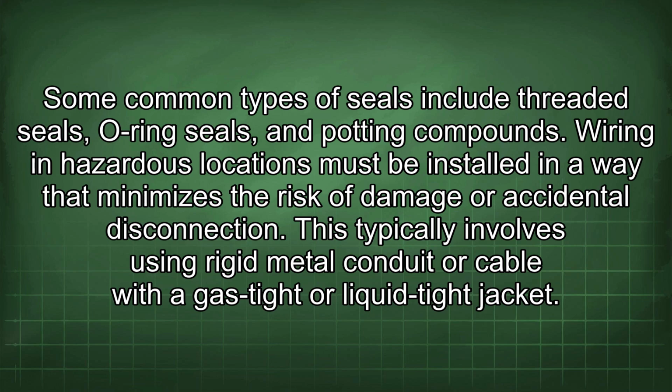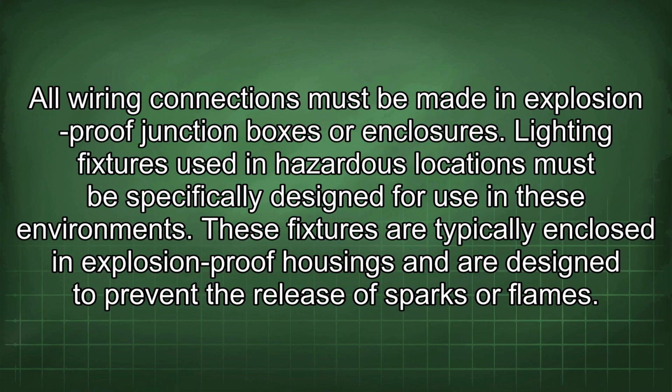Wiring in hazardous locations must be installed in a way that minimizes the risk of damage or accidental disconnection. This typically involves using rigid metal conduit or cable with a gas-tight or liquid-tight jacket. All wiring connections must be made in explosion-proof junction boxes or enclosures.